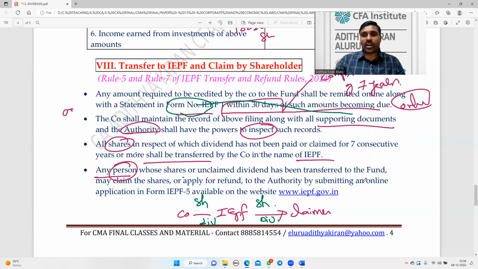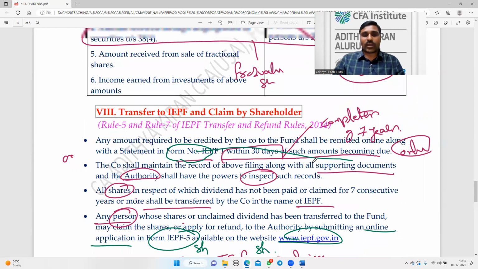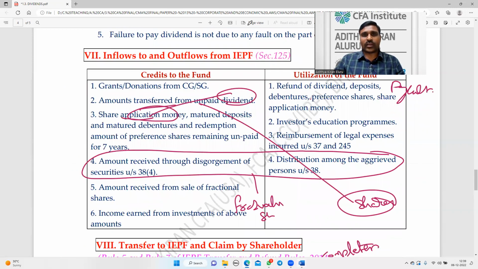They should also submit an online application. This is form number IEPF 5 on this website. So you have to remember the form numbers also. IEPF 1 is for transfer by the company to the IEPF, and IEPF 5 is for application by the shareholder to the IEPF. So these are the form numbers which we need to remember. Okay, so this is all about the credits and inflows to the IEPF. Thank you.